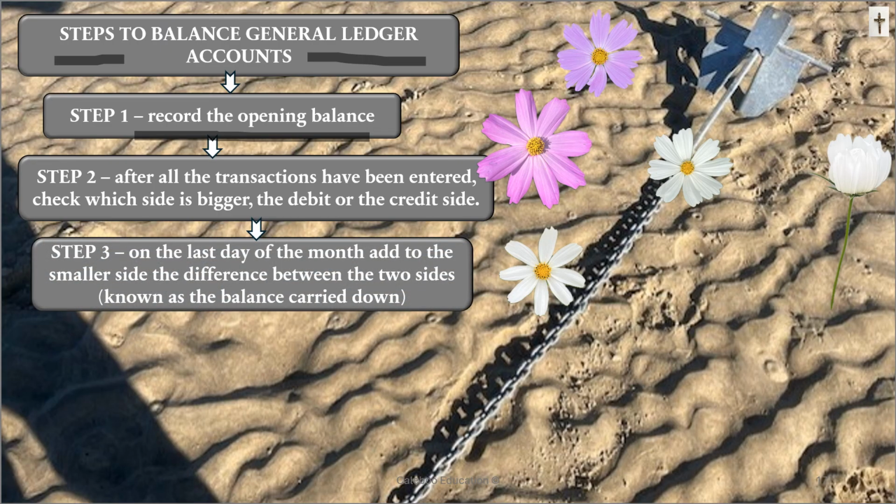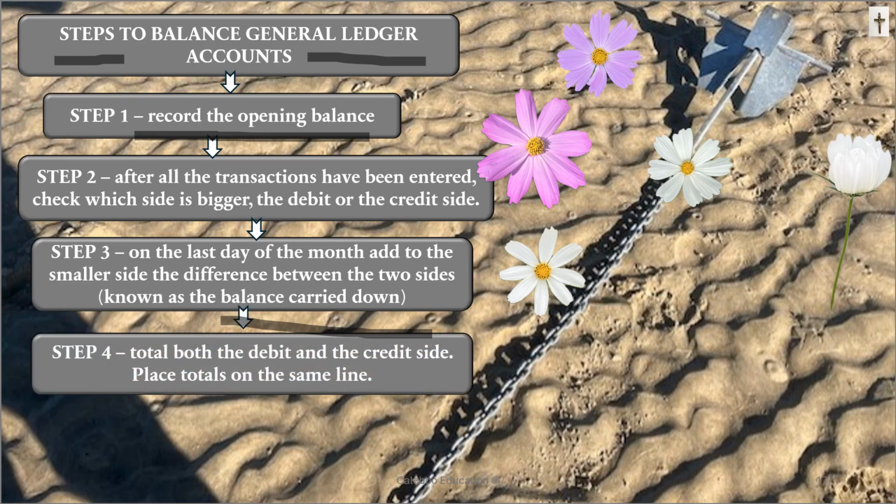Step 3. On the last day of the month, add to the smaller side, either the debit or the credit, the difference between the two sides. This amount that you add to the smaller side is known as the balance carried down. Don't worry, I'm going to show you how to balance a few accounts. At the moment, I'm just going through some rules I made up.